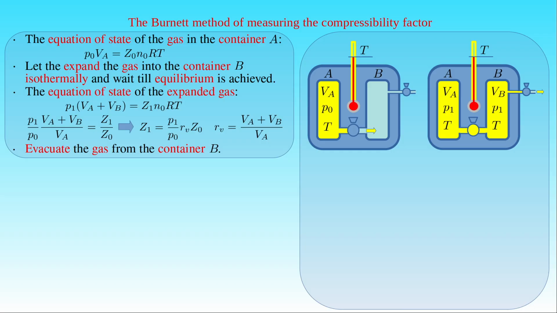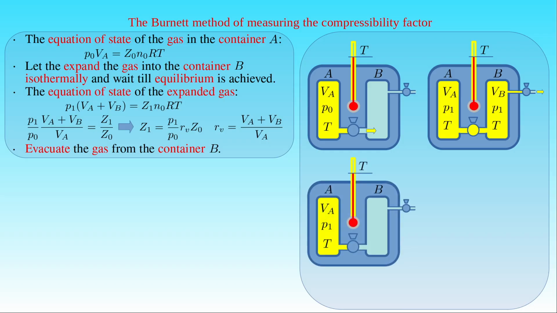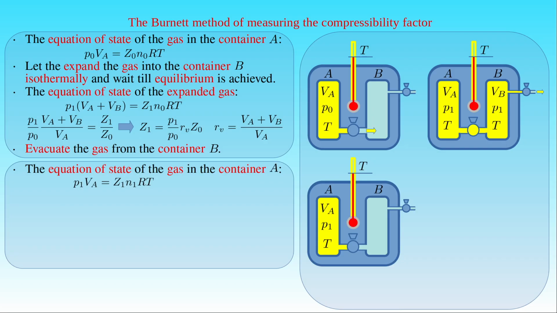In the second step, we measure the pressure P1 of the gas left in the container A, where the equation of state of the gas is the following. The pressure P1 of the gas times its volume VA is equal to the compressibility factor Z1 times the amount of species N1 of the gas times the gas constant R times the absolute temperature T of the gas.